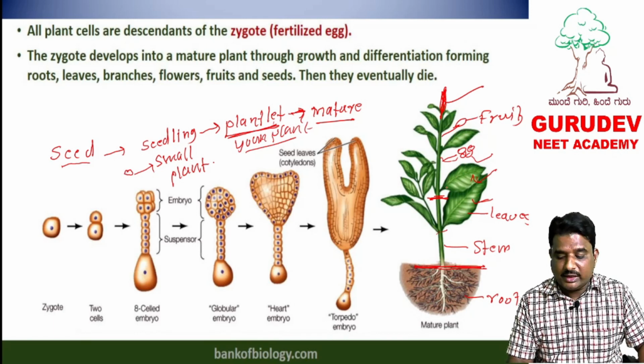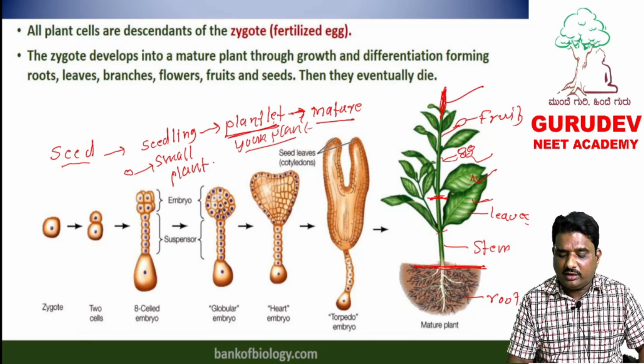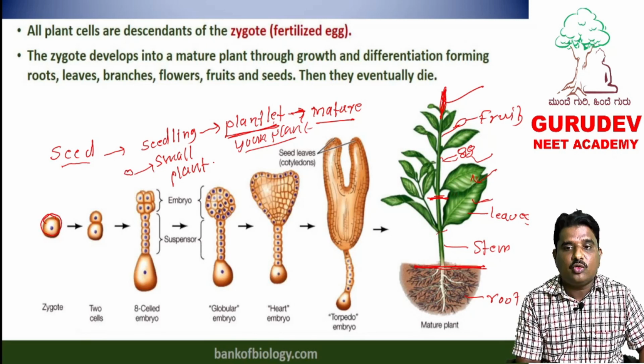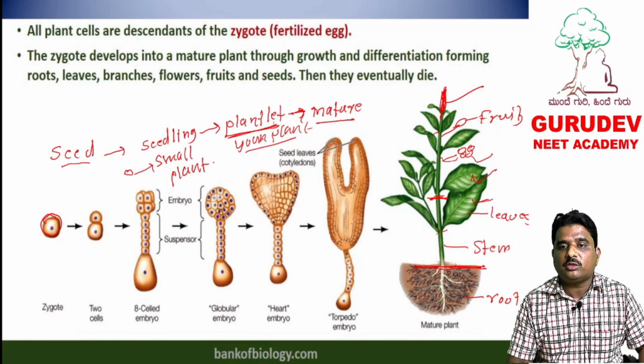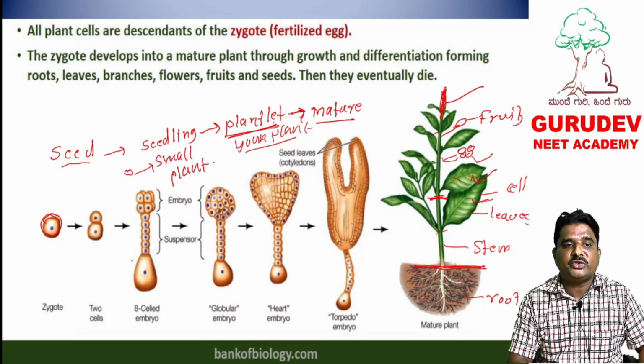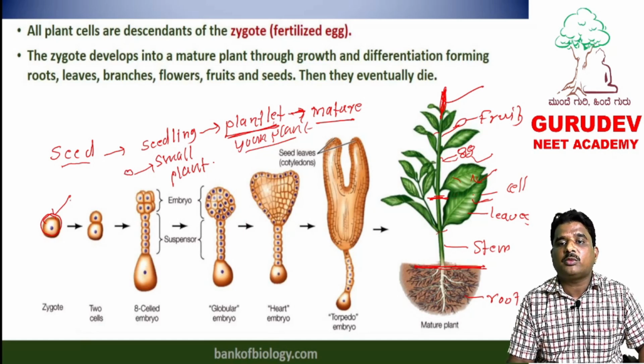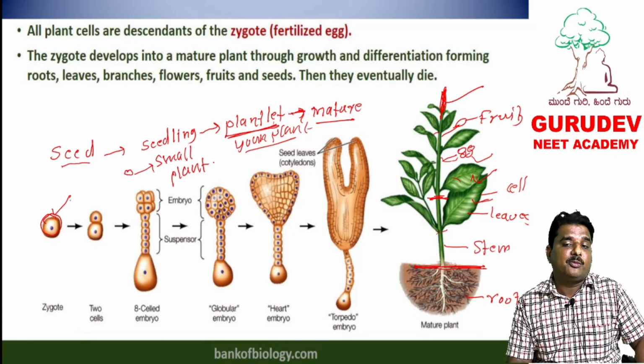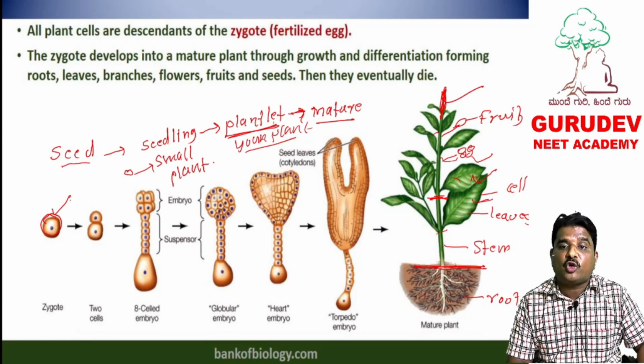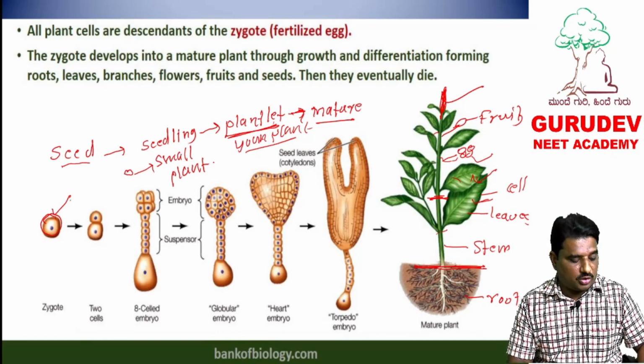All the cells of the plant descend from a single cell, the zygote. In this mature plant we are observing, all plant parts have different kinds of cells. How do these cells arise? These cells arise from a single cell. This single cell is called the zygote. The zygote undergoes development and forms a mature plant. That means we are all multicellular organisms. Not only plants, but a human being also arises from a single-cell zygote. Remember.